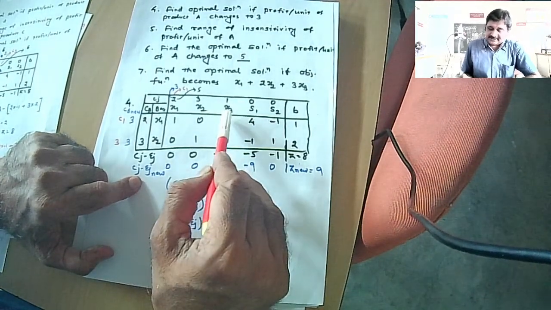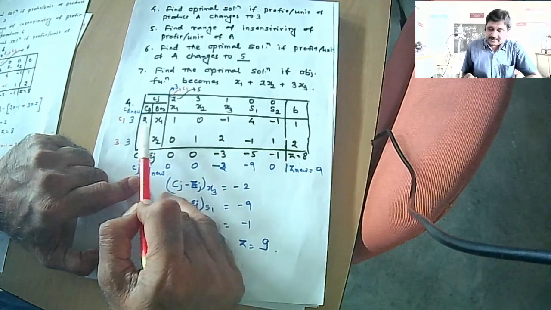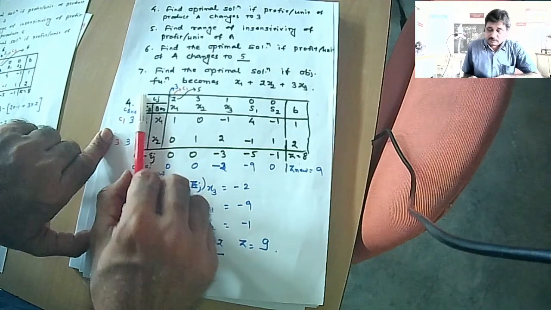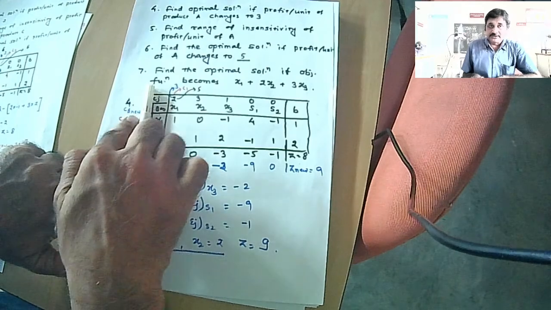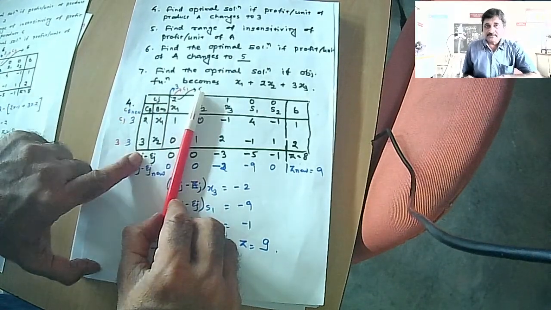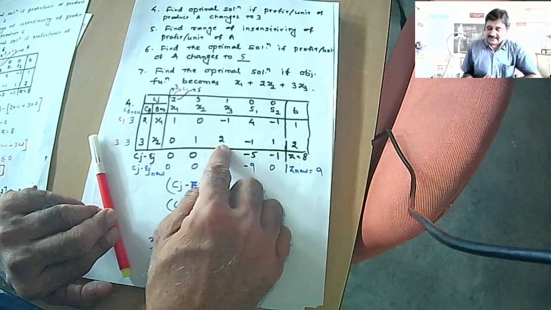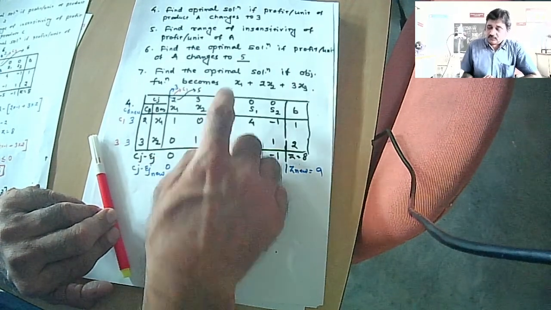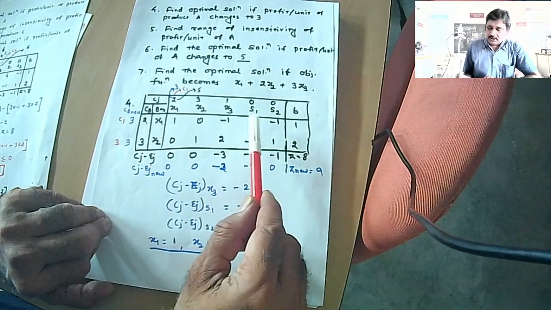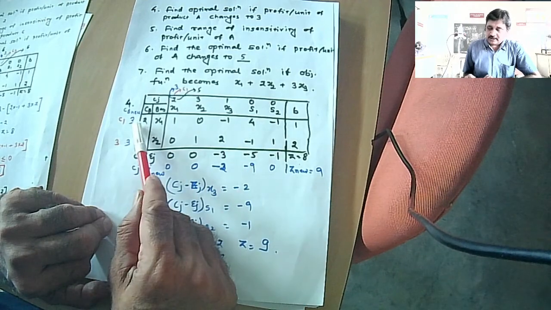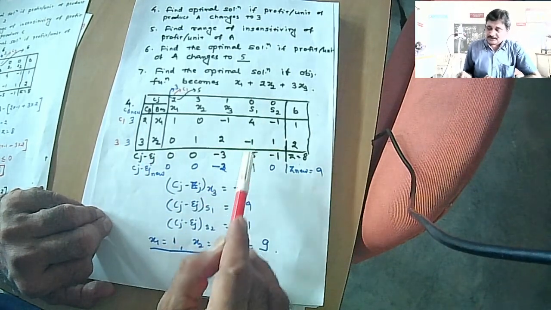For x3, let's calculate. Cj is 1, and while computing Ej you have to be cautious that you refer to these values, not these. So minus 3 plus 6 gets you 3. 1 minus 3 is minus 2. Likewise for S1, 8 minus 3, that is 5.